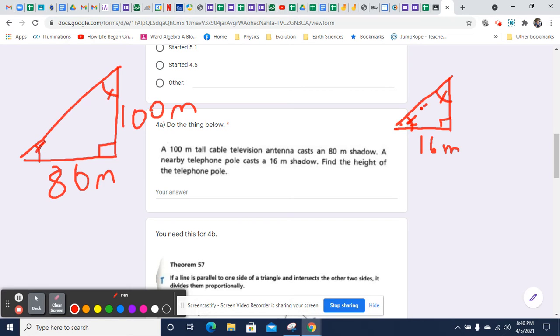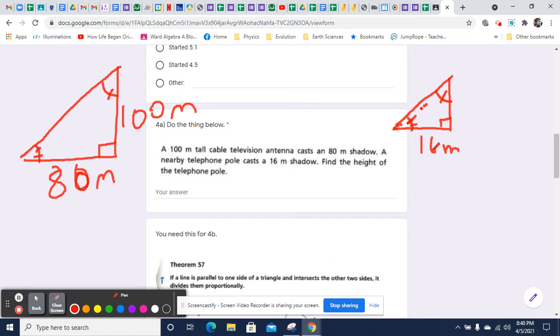Okay, and then what all that means is these two triangles are similar triangles, because given the sun is as far as it is, even though there's a slight difference in angles, we can essentially treat them as the same angle coming from the sun.